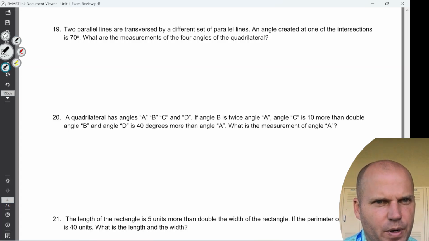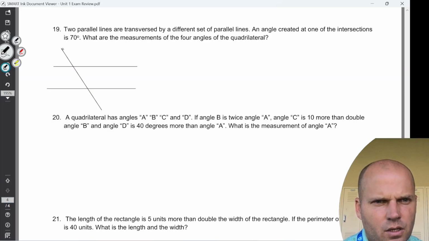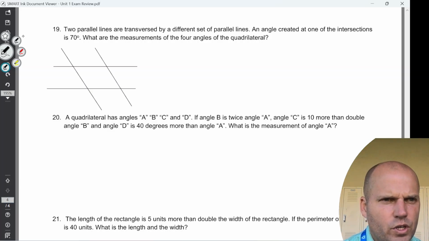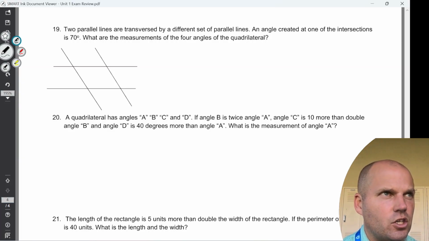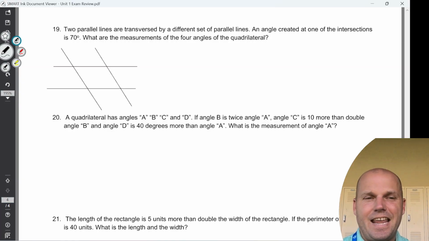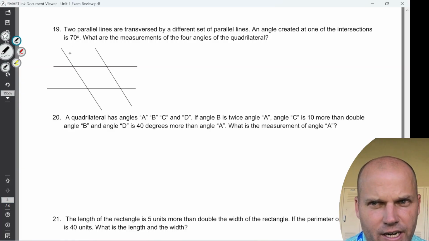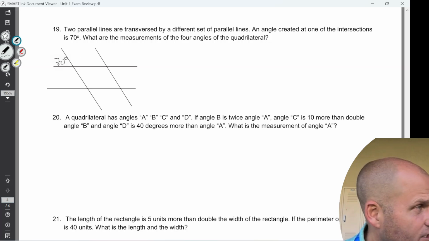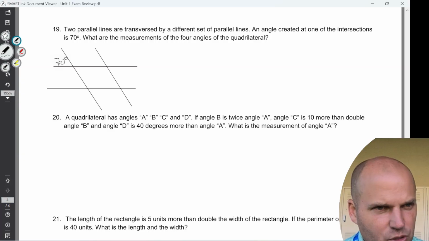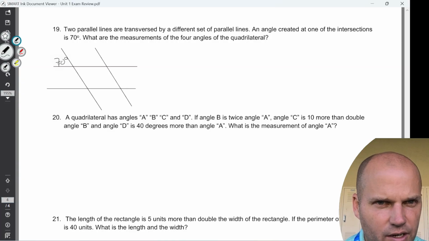Question number 19. Two parallel lines are transversed by a different set of parallel lines. We should envision that we create 8 acute angles that are the same and 8 obtuse angles that are the same. Okay? An angle created at one of the intersections is 70 degrees. Well, that means that's the acute angle. The obtuse angle must be 110. All the angles are going to be 70 and 110.